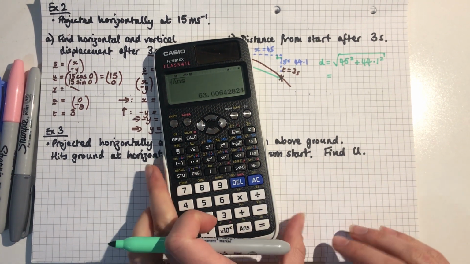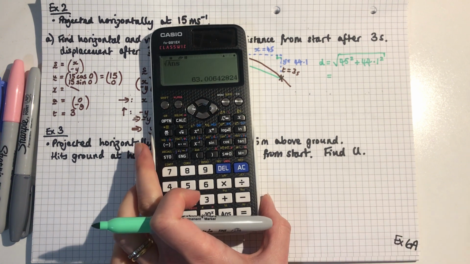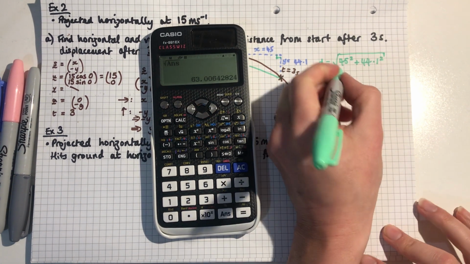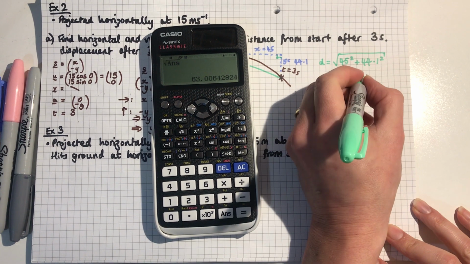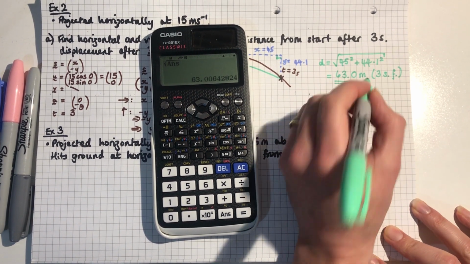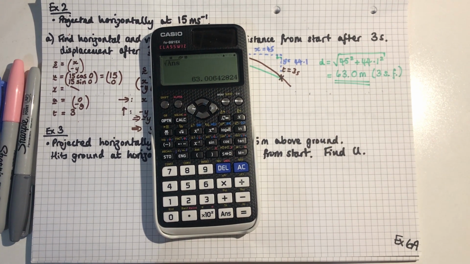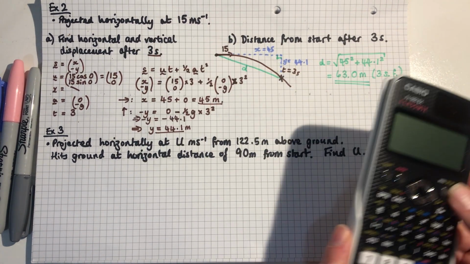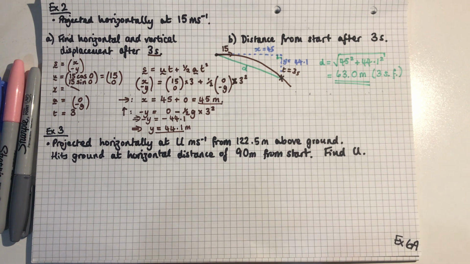And that comes out as 63.0 metres to 3 significant figures. And we said we're going to give all our answers to 3 significant figures. There we go. Let's have a look at example 3.